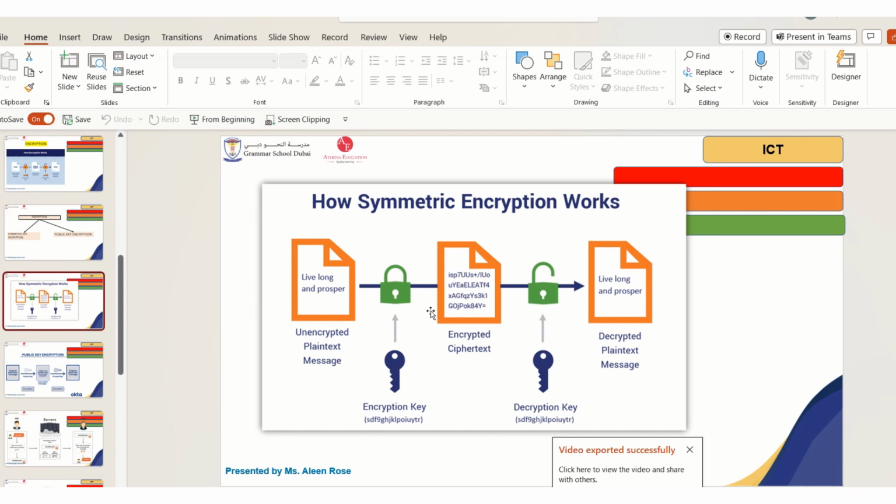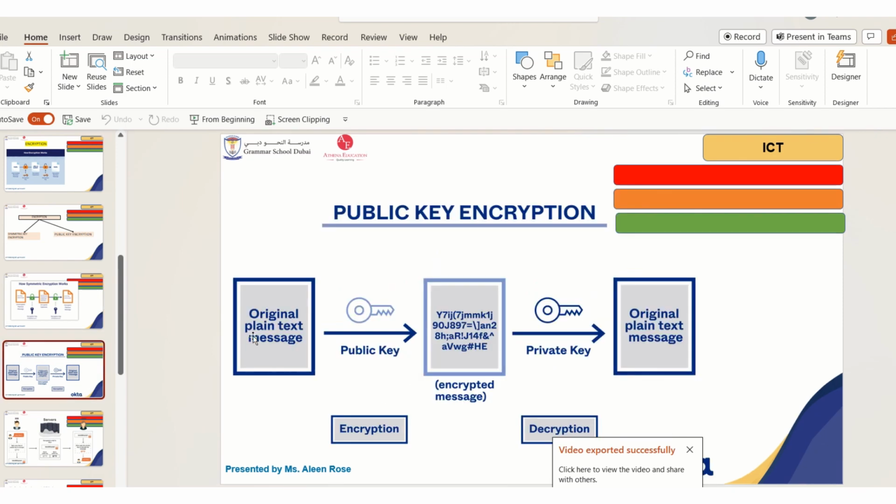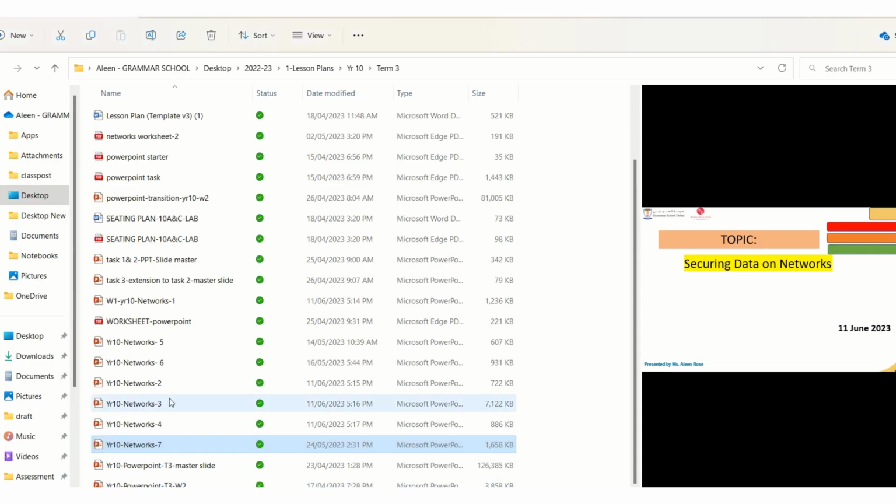There are two different types. One is symmetric key, where the same key is used at the sender's end and at the receiver's end. Whereas in public key encryption, the key at the sender's end is one, whereas at the receiver's end the key will be different. So that is public key encryption and symmetric key encryption. This is how you secure data, and I think there are a few more.